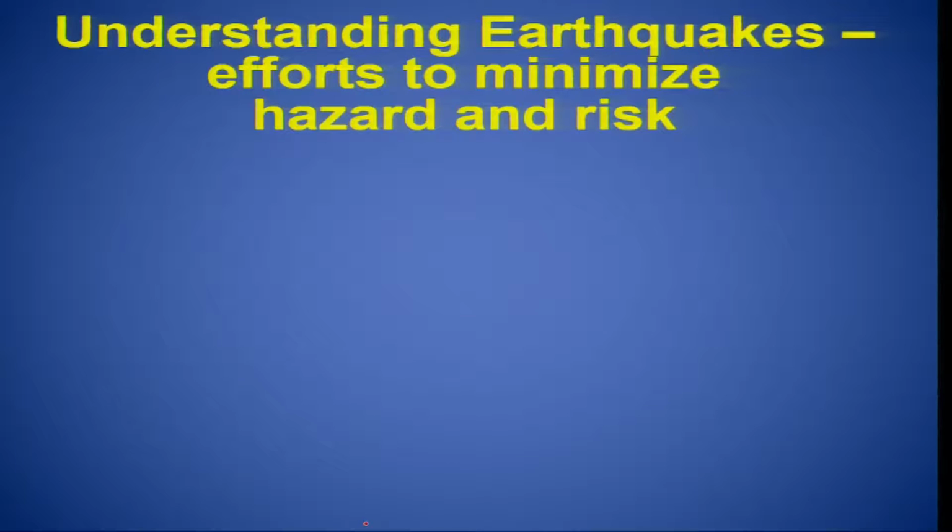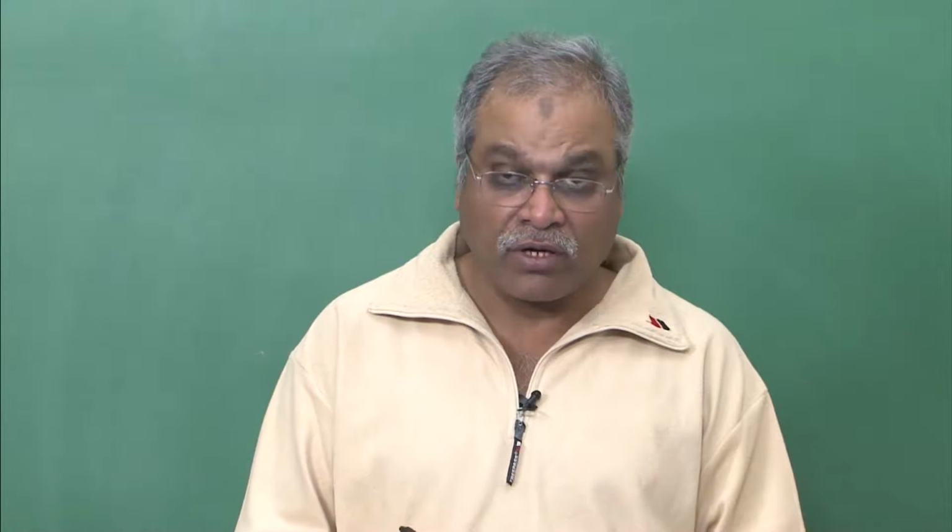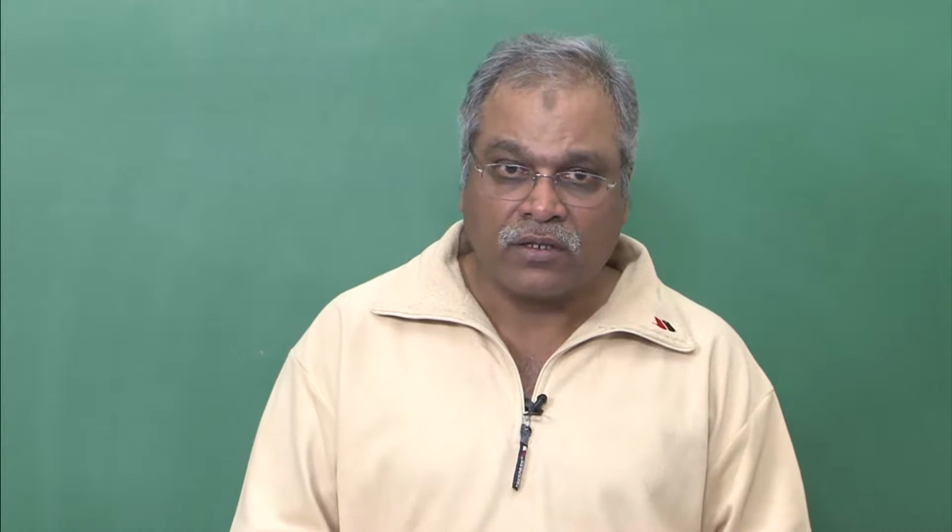Now, understanding earthquakes, efforts to minimize the hazard and risk. So, what best can we do to minimize the hazard and risk? Assessment of earthquake hazard at a particular site includes identification of, one, the tectonic framework. So, the regional tectonic framework has to be identified, that is, what will be the pattern of the regional deformation, whether it is in a compressional tectonic environment, whether it is extensional, or whether it is having oblique deformation going on. So, that we have to take into consideration.